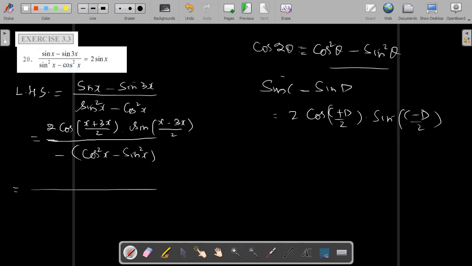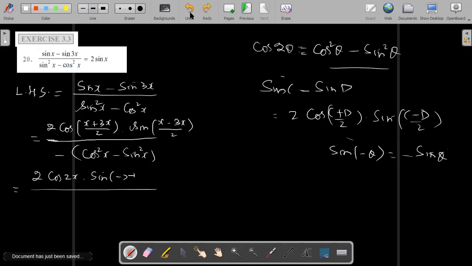Don't worry if a negative angle is coming, we have the formula for sin minus theta also. Sin minus theta is minus sin theta. That will be used later on. So this will become 2 cos (x plus 3x, 4x divided by 2), so 2x, and sin (x minus 3x, minus 2x divided by 2), so sin minus x, that is equal to minus sin x.